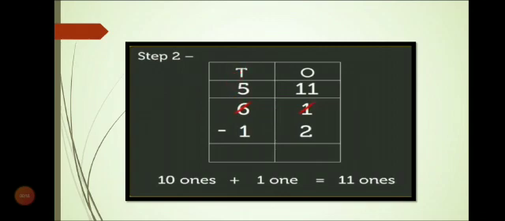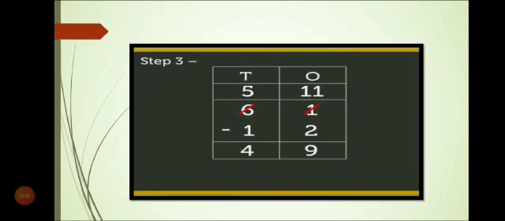Here, we regroup the 6 tens to 5 tens and 10 ones. Write 5 in the tens column and 10 plus 1 to get 11 ones. Write 11 ones in the ones column. Now, subtract 11 minus 2 to get 9 ones. Write 9 in the ones column.